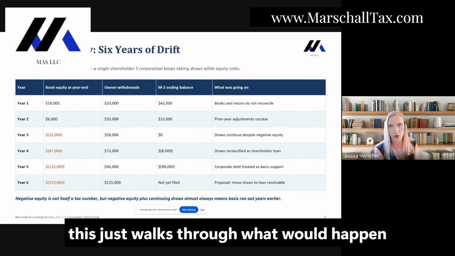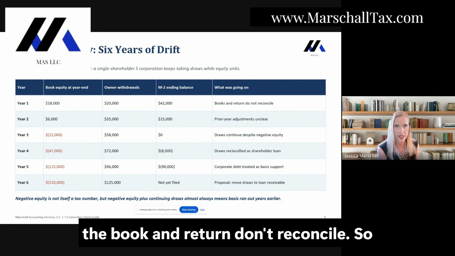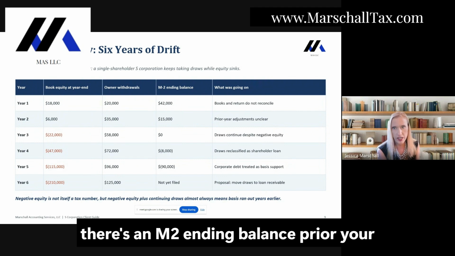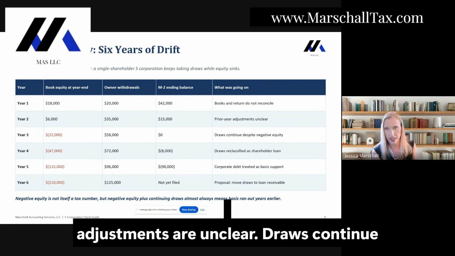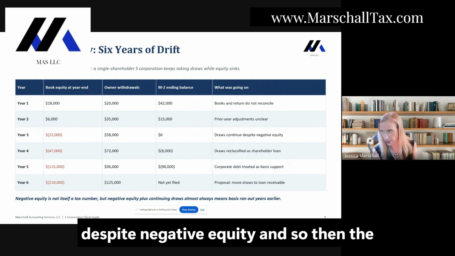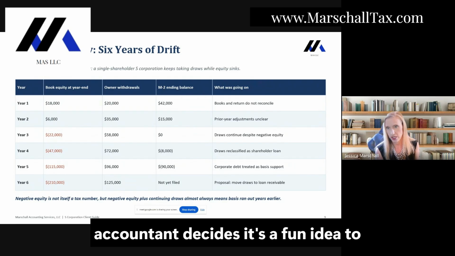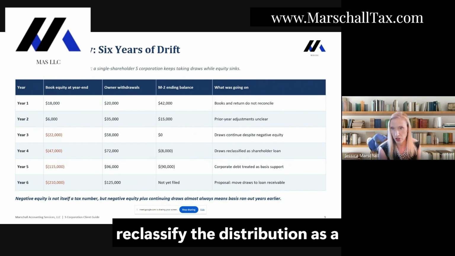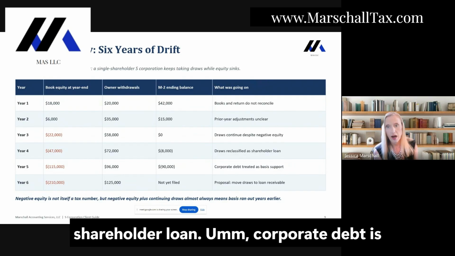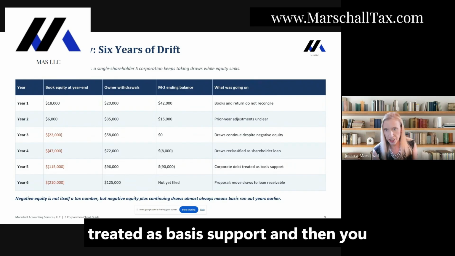And this just walks through what would happen. The book and return don't reconcile. So there's an M2 ending balance. Prior year adjustments are unclear. Draws continue despite negative equity. And so then the accountant decides it's a fun idea to reclassify the distribution as a shareholder loan. Corporate debt is treated as basis support.